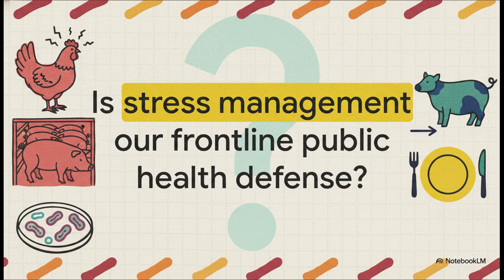Knowing that intensive farming can amplify drug-resistant salmonella that jumps to humans, is animal stress management actually the front line of our own public health defense? When we protect domestic animals from overcrowding and stress, aren't we ultimately protecting ourselves?